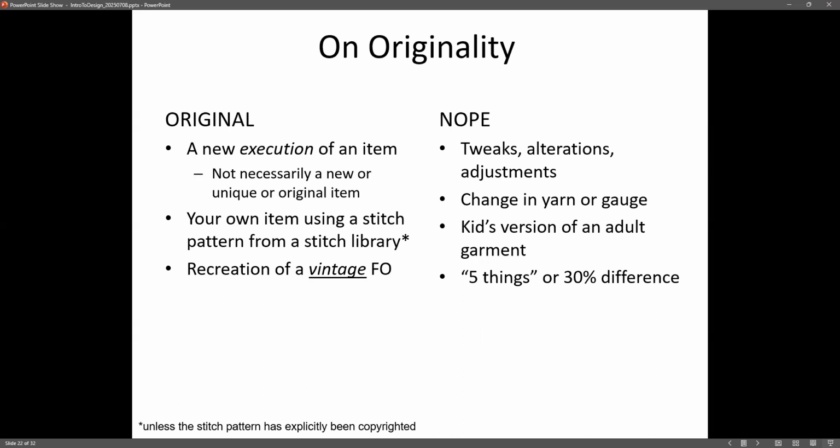No, we have to begin from the ground up to declare it as our own work. So you can't just change the yarn and have it be your own. You can't just create a kid's version of an adult garment. If the intention is to make something that looks like that thing that already exists and has already been published, then you're into a problem. But again, it's a massive gray area, right? Yeah. It's a massive gray area.